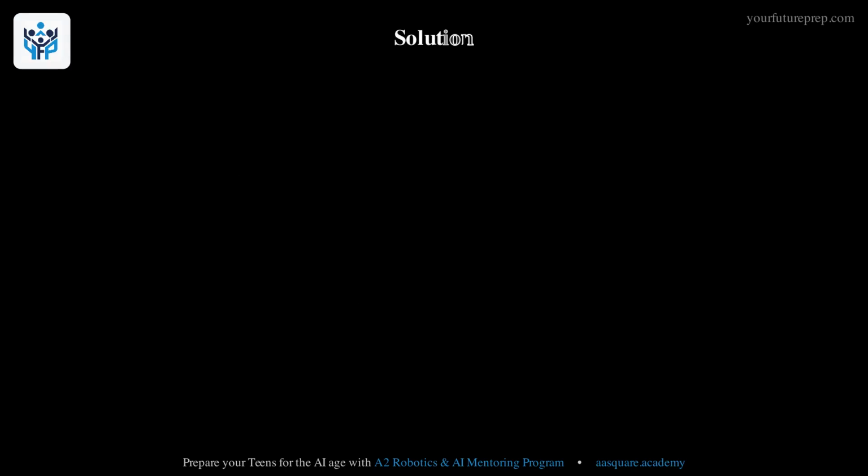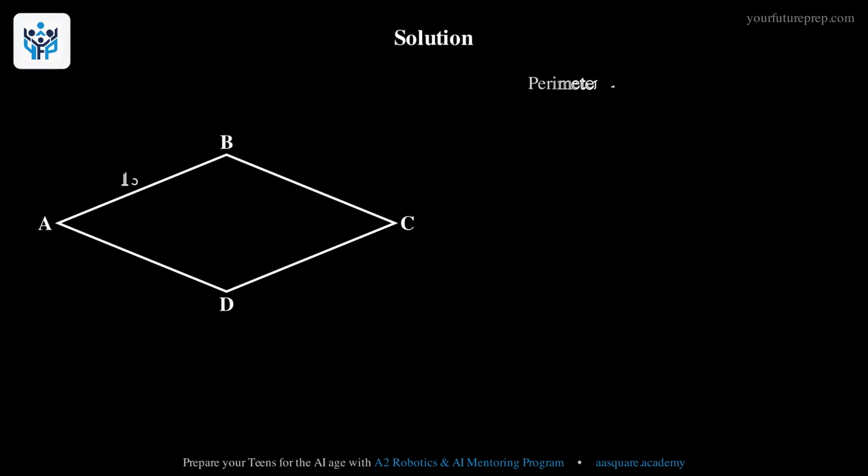Let's draw it. Here is rhombus ABCD. A rhombus has 4 equal sides. Since the perimeter is 52, each side is 52 divided by 4, which is 13 meters.